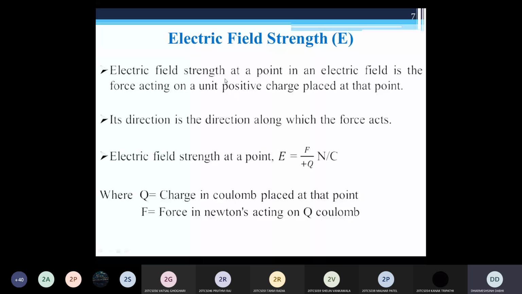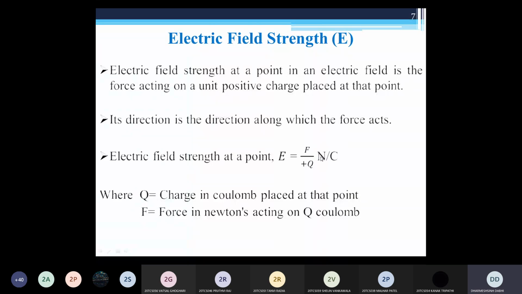As the force is more, the electric field strength is more. The direction of the electric field strength is the same direction in which the force is acting. So the equation of electric field strength at a point: E is equal to force divided by charge, unit positive charge. So the unit of this electric field strength is Newton per coulomb.